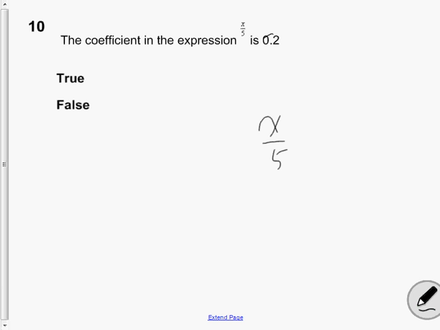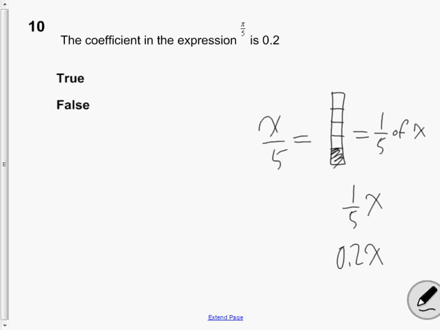Normally, what I usually say is I say the coefficient in the expression x over 5 is 5, and the answer for that would be false. But I reversed it a little bit. I've made it 0.2. And the reason why it's true is because if I think about this, it's a fifth of x. And another way to write that would be a fifth of x, or just a fifth coefficient. And a fifth coefficient is really, in decimal form, two tenths. Because a fifth of x is the same thing as two tenths of x.